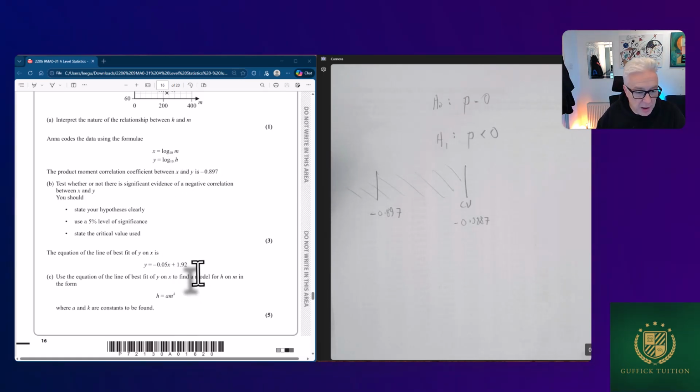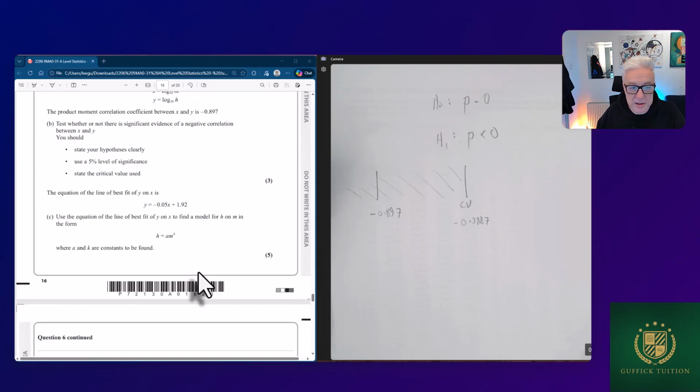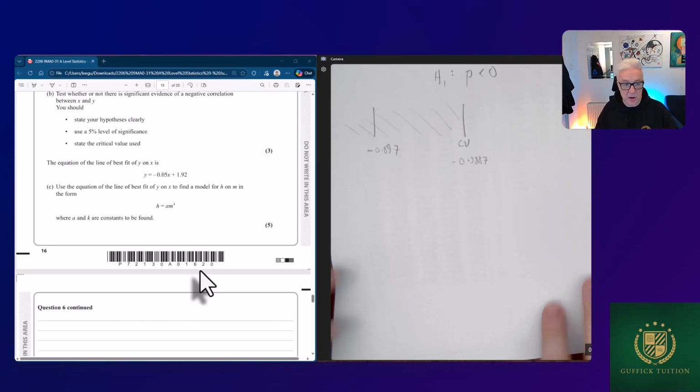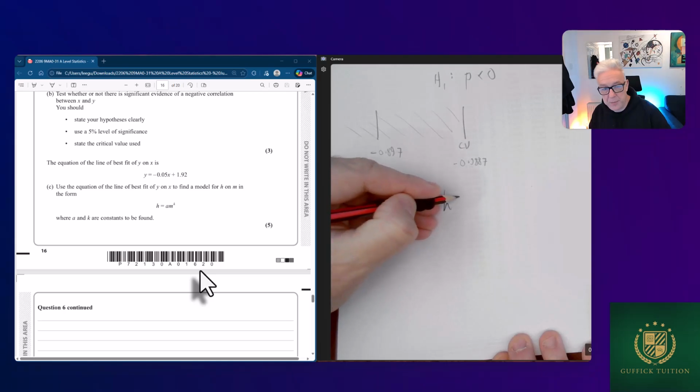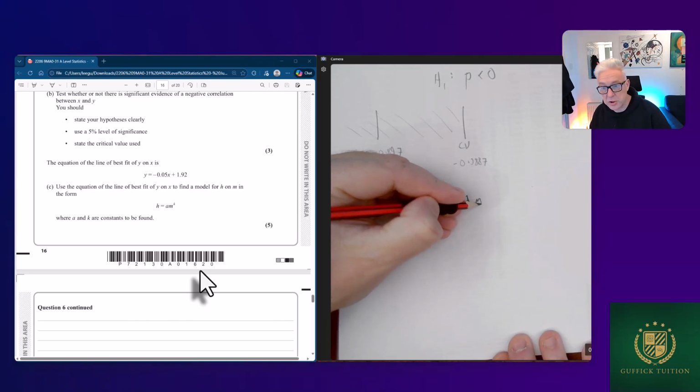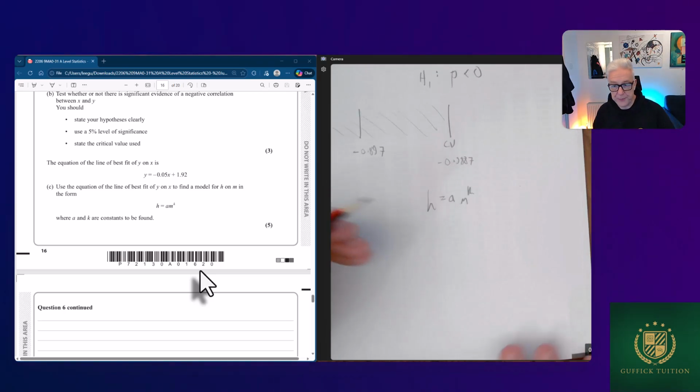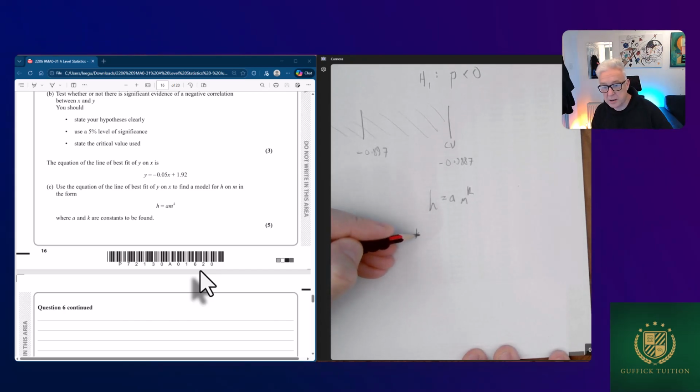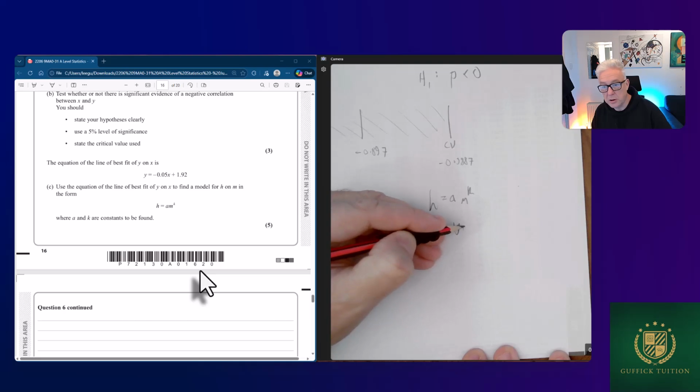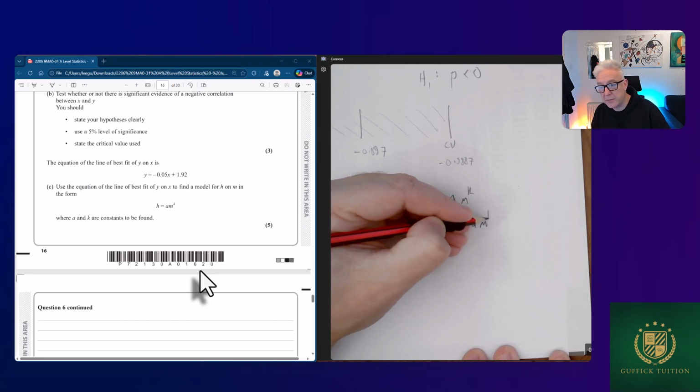It says the equation of the line of best fit is y equals minus 0.05x plus 1.92. Use the equation for the line of best fit of y on x to find a model for h on m in the form h equals a m to the k. Now, there's two different schools of thought in terms of how to approach this. My preference is to start off with the equation and take logs. So I'm going to say log to the base 10 of h is equal to log to the base 10 of a m to the k.